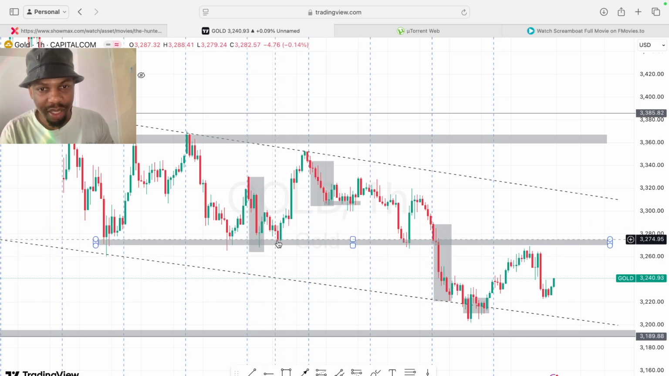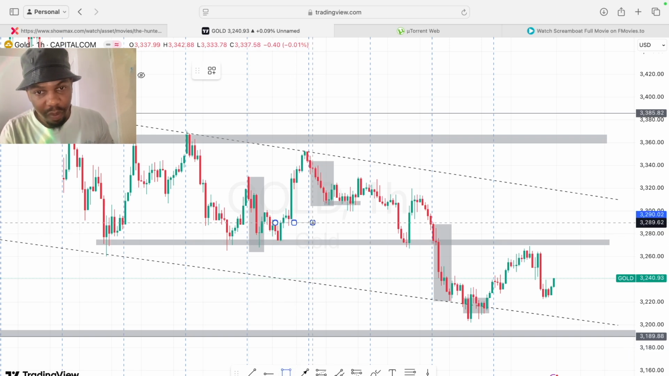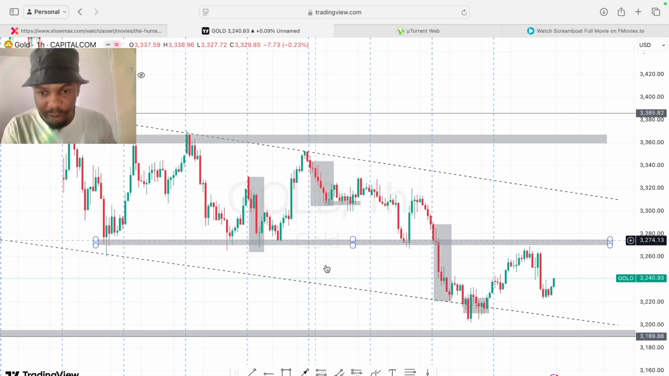And then you get this engulfing candlestick. Candlesticks also matter, guys. I'm telling you. You get this engulfing candlestick. You enter your trade. Actually, why am I using this? Because you can just use this.